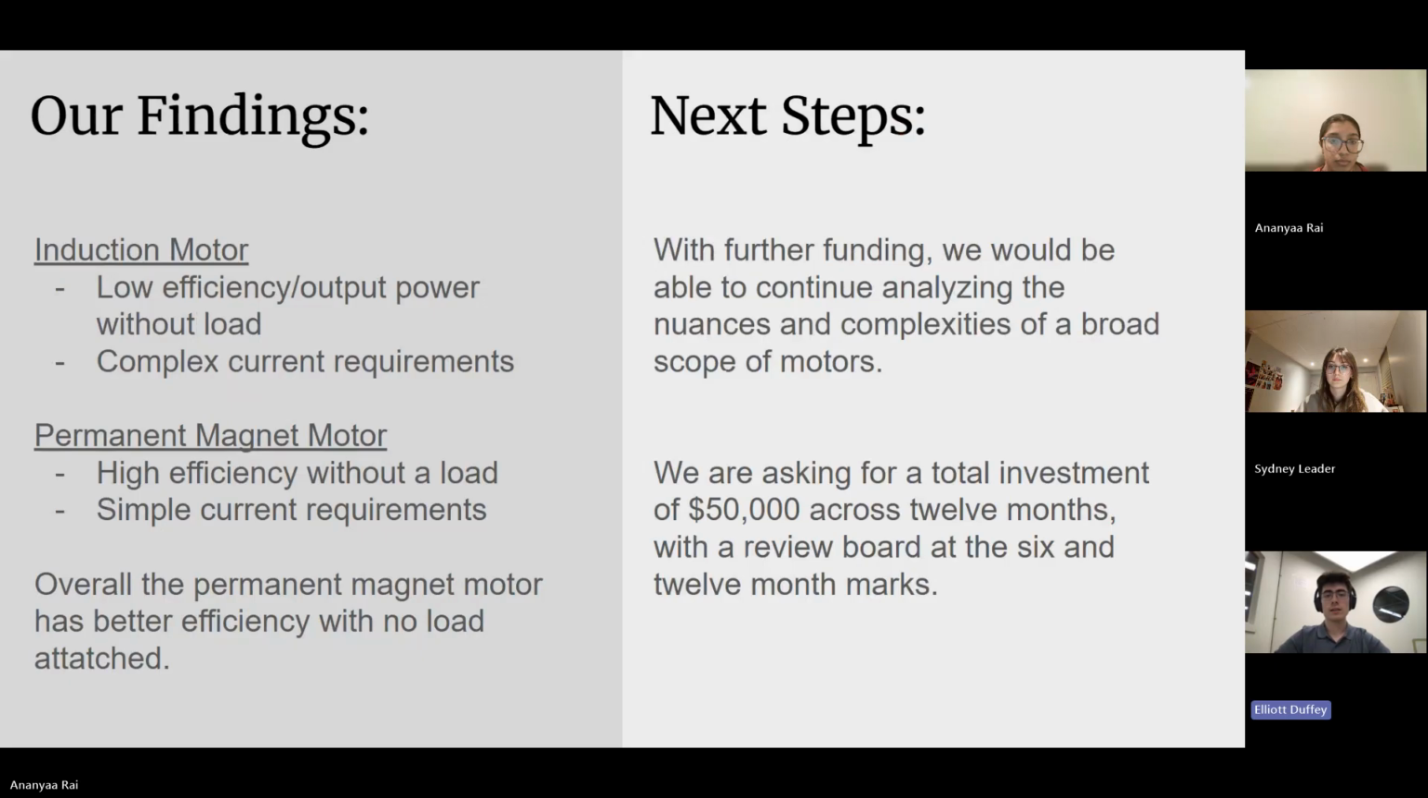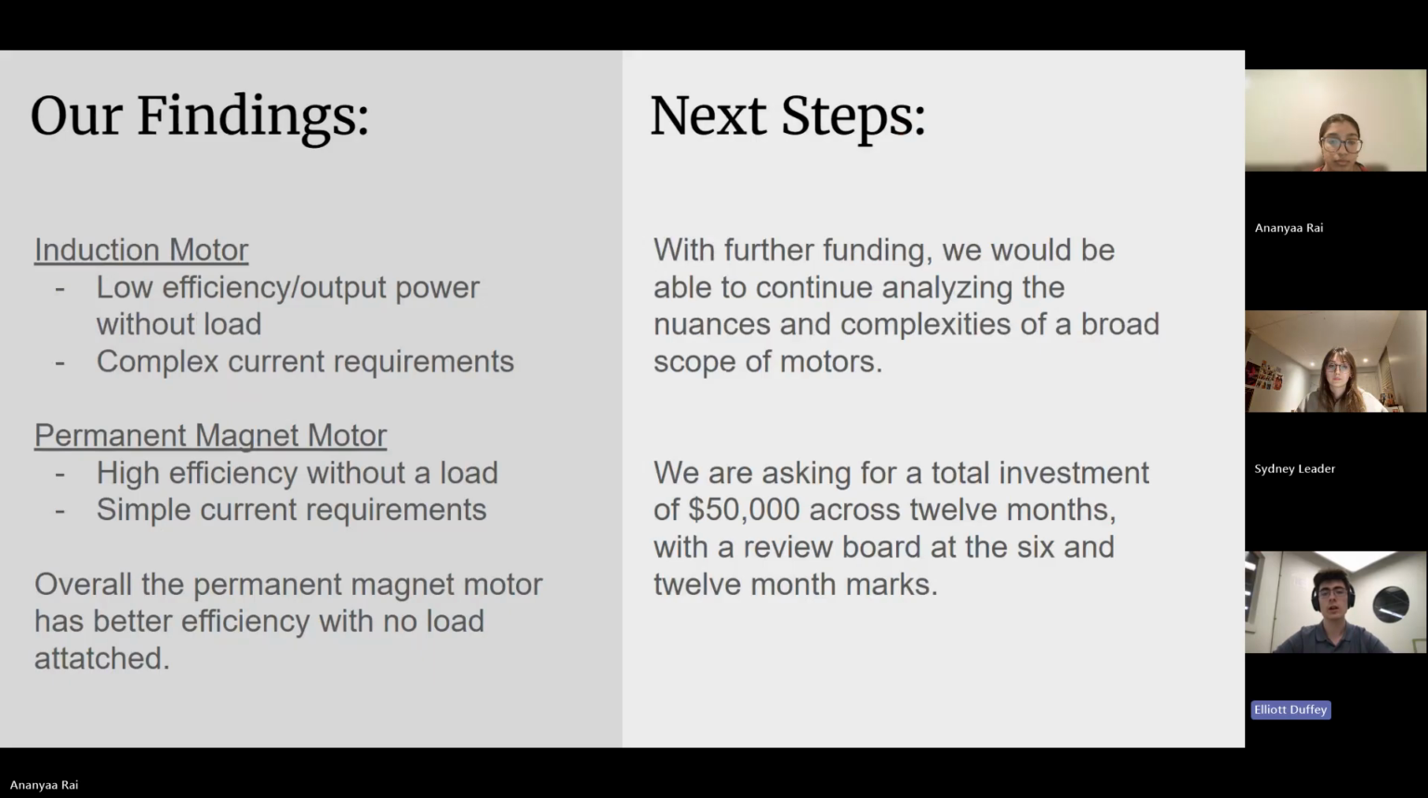Our findings. The induction motor had a significantly lower efficiency without a load, maximizing at 6%. Furthermore, its reliance on three synchronized currents creates additional potential places for failure to occur. The permanent magnet motor, on the other hand, had significantly higher efficiency when modeled without a load, never dipping below 77% and averaging approximately 86% efficiency. Furthermore, its simplistic current requirements put it clearly above the induction motor in terms of superiority in this modeling experiment.